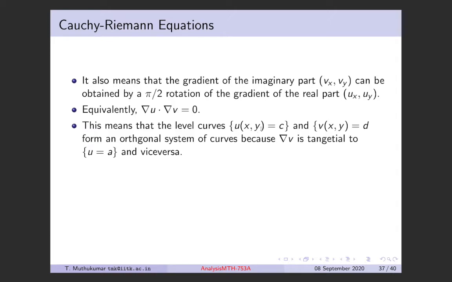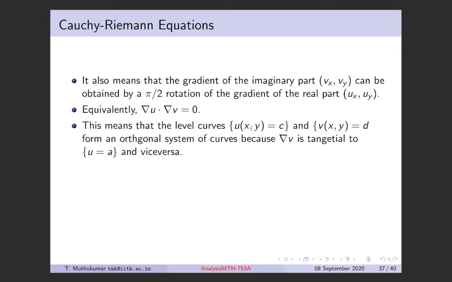When I say level curve, you fix a c, then you look at all the x and y such that u is mapped, so the real part is mapping it, to the number c. So if you look at this set of all xy such that u(x,y) is equal to c, that will be a curve in the complex plane, because u is a map from C to R.